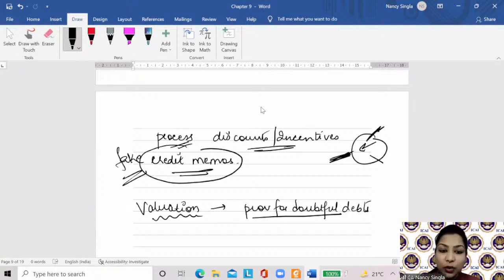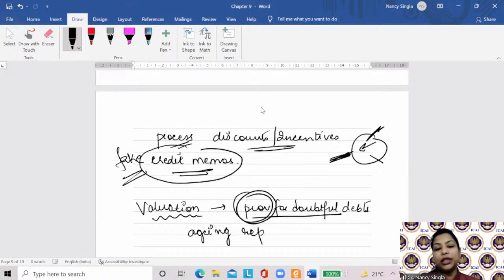With respect to valuation, whether this provision is correct and appropriate or not, the auditor can always obtain an aging report, an aging schedule, from the client. The client tells me how old a debtor is, 30 days, 60 days, more than that. And if you find that any of the debtors is outstanding for a very long time, or that some litigation is going on with respect to any debtor, compare it with the previous year.